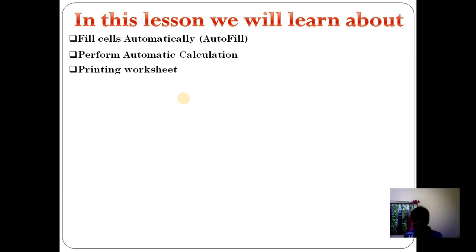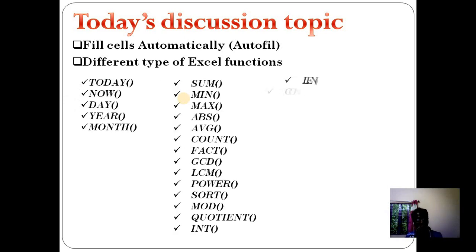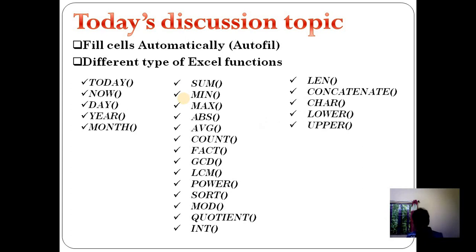Today's discussion topic is filling cells automatically with autofill, and different types of Excel functions. We will learn these Excel functions today, and we can also perform them in Excel. We will get a complete idea about these functions and how to use them. This chapter is very important for your practical examination as well as the theory exam. So I request everyone to focus on the topic. Let's start the class.